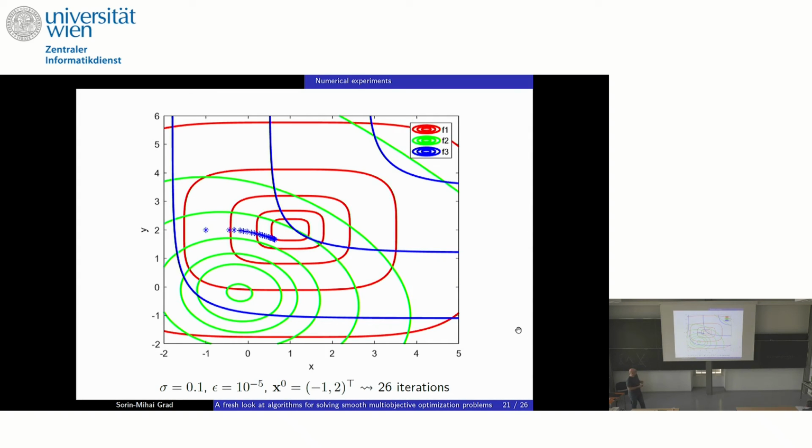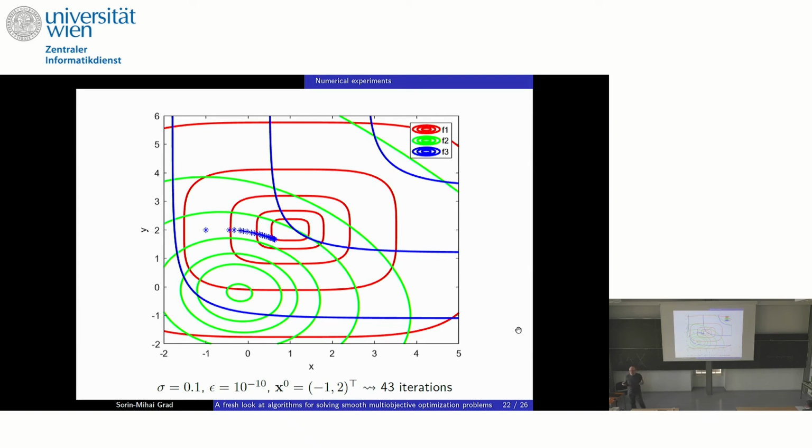We have here also different errors, so 10 to the minus 5. For instance, with this starting point, it needed 26 iterations. Then we decrease the error, so we improve the accuracy. Then, of course, the number of iterations increases, but you see the curve stays the same.